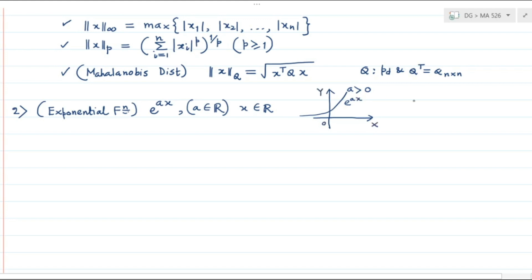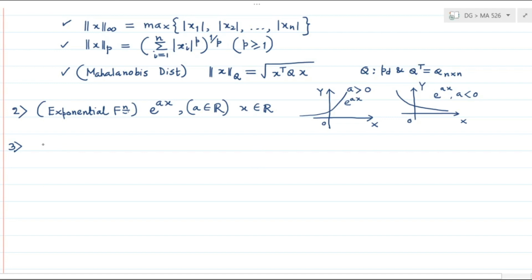Fine. And for e to the power ax, when a is less than 0, we'll have a graph like this: e to the power ax with a less than 0. Fine. And these two graphs quickly give you a feel that obviously the function e to the power ax is a convex function for any a in the real number line. Let me give you another few examples.